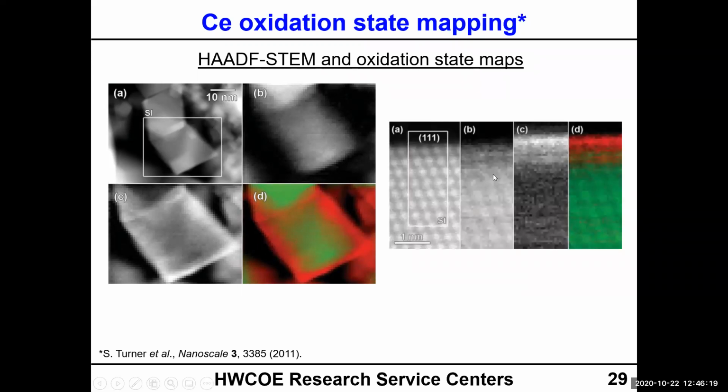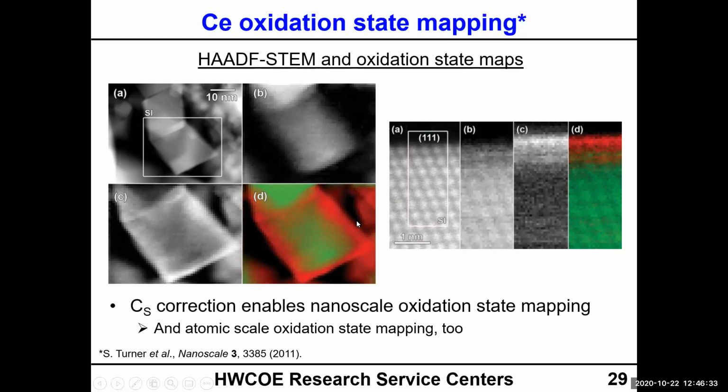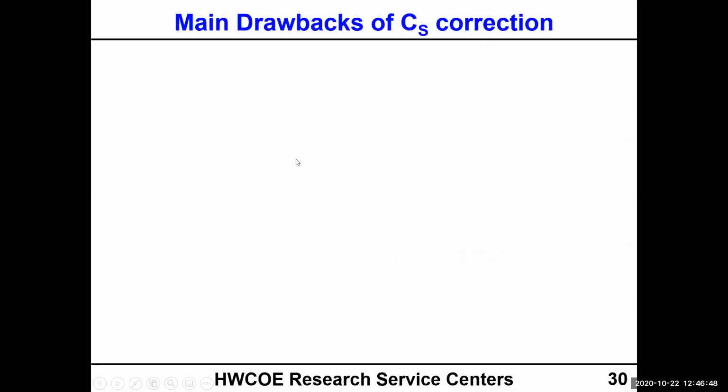And you can do this at an atomic level even. Okay, so you can see clearly, I'm doing atomic level resolution. I can see the change in the oxidation state as I go from the bulk out to the surface. Okay, so CS correction is what enables this by and large. So not only can we do atomic level element mapping, we can actually do atomic level oxidation state mapping as well.